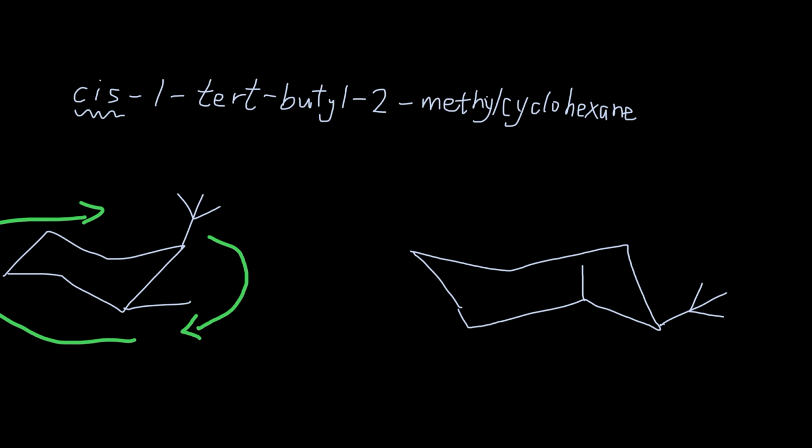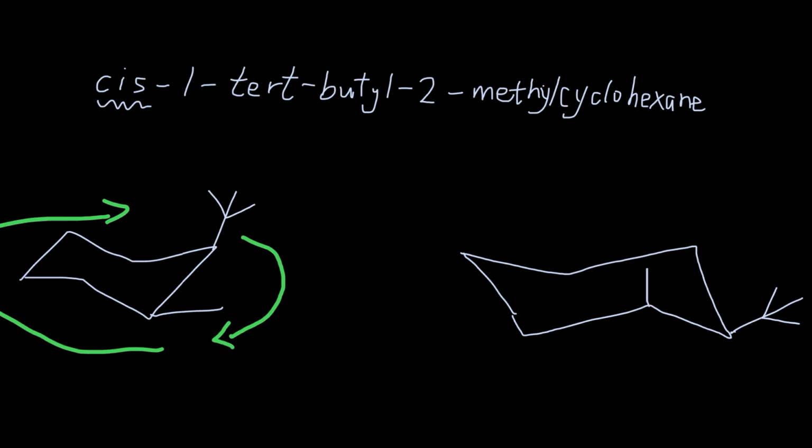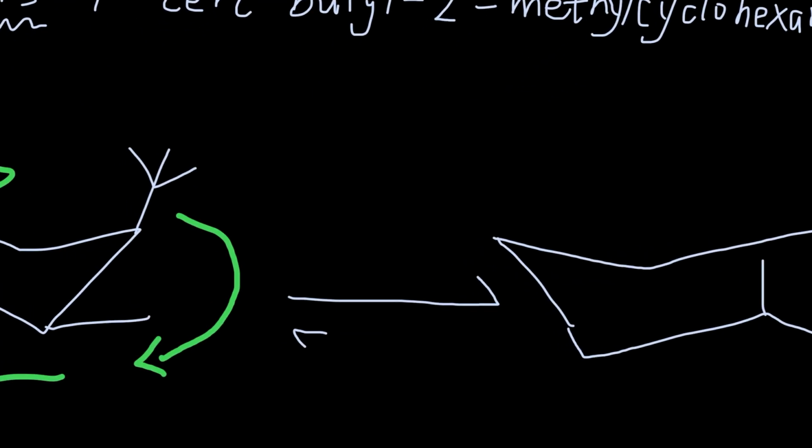So now, are these two equivalent? No, because this one is more stable due to the heavier group in the equatorial position. So the arrow is going to go right, and this is the result of a ring flip.